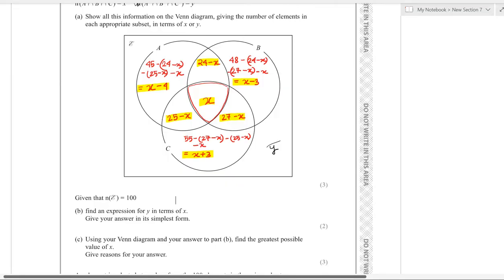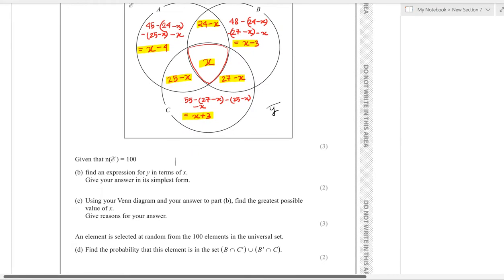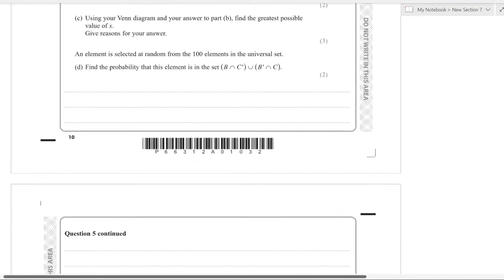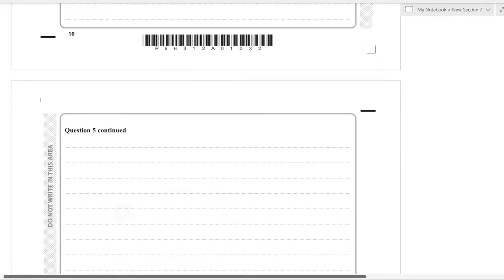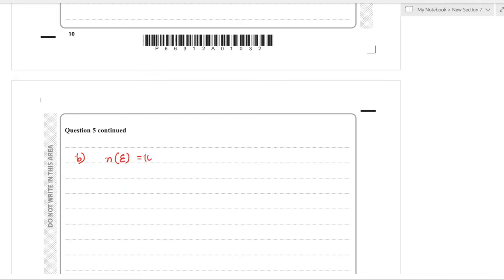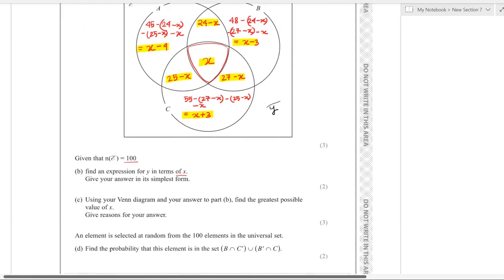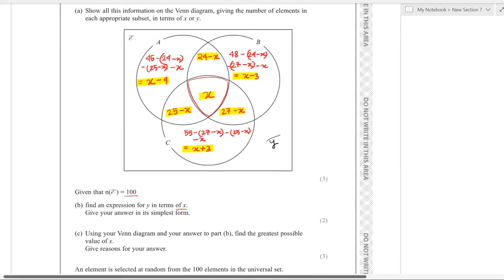So moving to part B, given that the total number of elements inside the universal set were 100, find an expression for y in terms of x. Give your answer in its simplest form. So let me move to this lower portion. In part B, it says number of elements under the universal set is 100. So now we need to just sum up all the numbers that we have written in this Venn diagram, and the sum should be equal to 100.